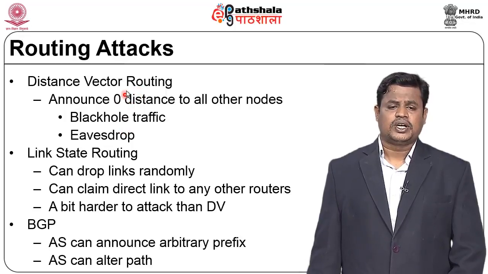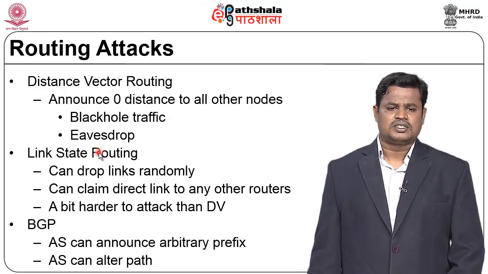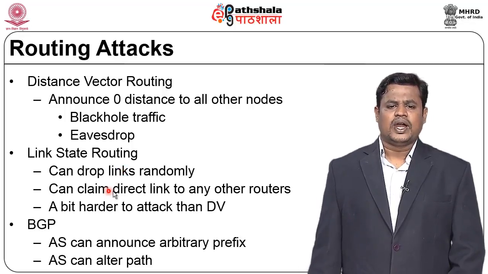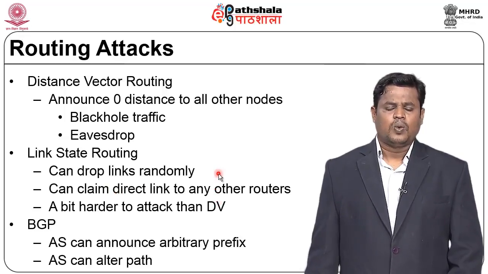It is very easy to create an attack scenario with distance vector, but it's a little bit difficult in the case of the link state routing protocol, because it understands the entire topology, and it is also a fast convergence routing algorithm. Here the attacker can randomly drop a link, saying that the particular link is down. That way they can give some false information and redirect the traffic, and also claim a direct link to any other router, mentioning that I am the best link to any other router in the network.